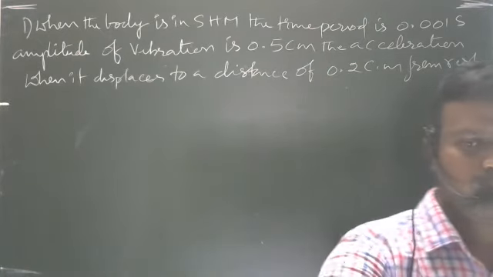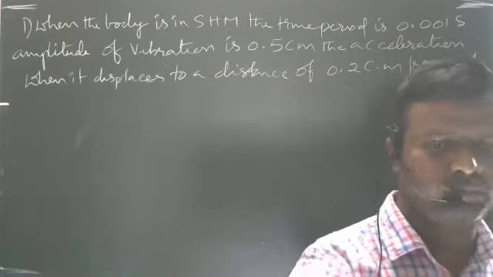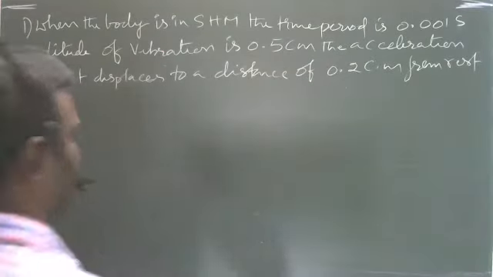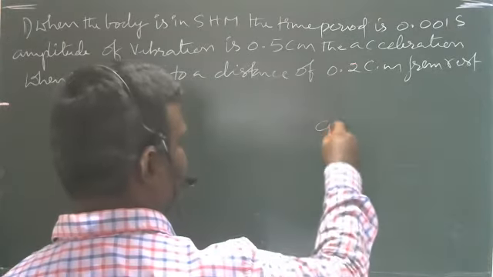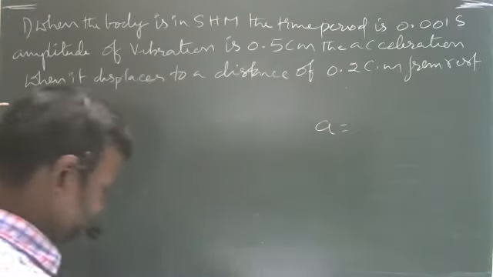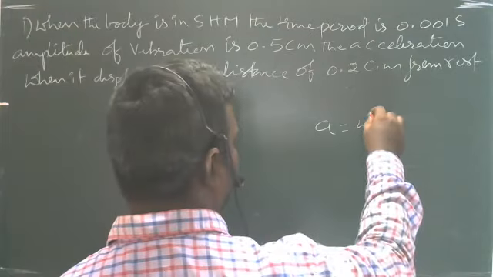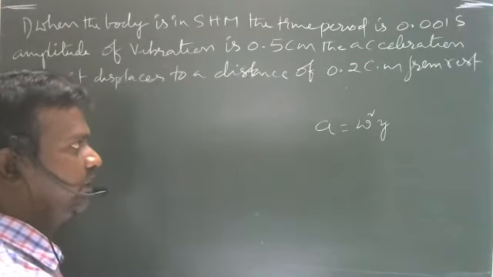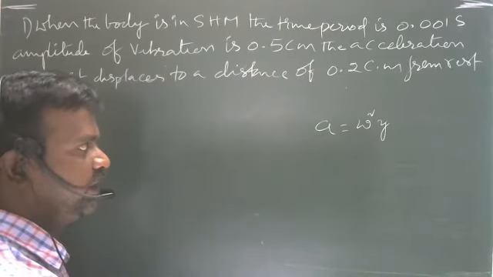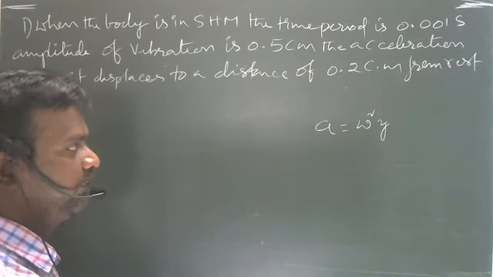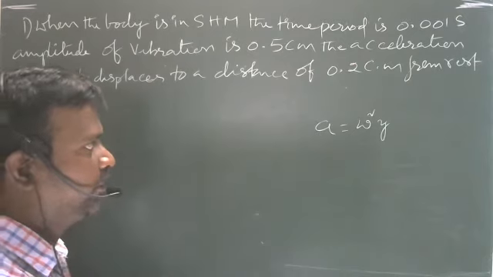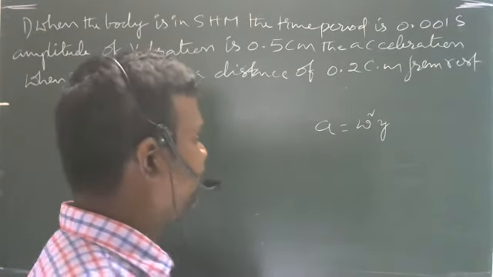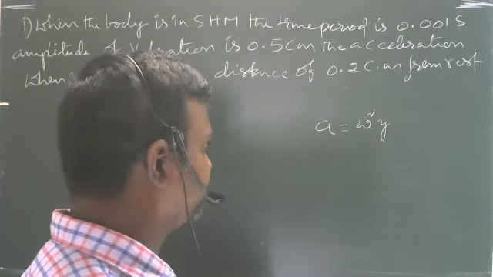Okay, so in this type of problem, first of all you know very well the acceleration equation. What is the acceleration equation? Acceleration is equal to omega square y. So from the generating function, what is the generating function? The generating function is a sin omega t plus y. Differentiating twice, second order, you will get the acceleration value. So in that case, a is equal to omega square y.